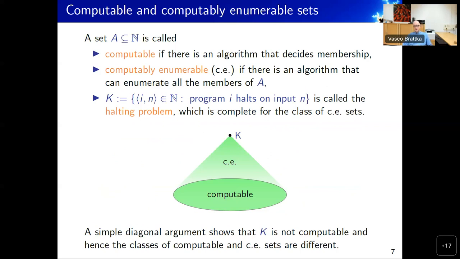So here is the situation for many-one reducibility. We have the computable sets as the bottom of this order structure. A set is called computable if there is an algorithm to decide membership. It's called computably enumerable if there is an algorithm that can enumerate all the members of that corresponding set of natural numbers. And we have a complete problem here. An example of such a complete problem is the well-known halting problem that decides whether a program halts on some input. A simple diagonal argument shows that this halting problem is not computable. So we can actually separate the classes of c.e. and computable sets.